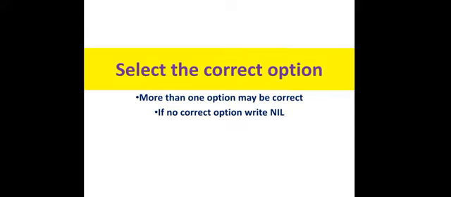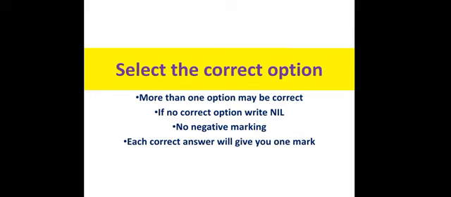Now, the rules of this exam: you have to select the correct option, but remember, more than one option may be correct. And if you find that no correct option is there, then write nil. You don't have to write the whole question. You just take a paper and a pen, note down your roll number, okay, and you just write question 1, answer is A, B, C, or if nothing is answered, then you write nil. There is no negative marking, and for each correct answer you will get 1 mark. So total 20 questions and time is 20 minutes.